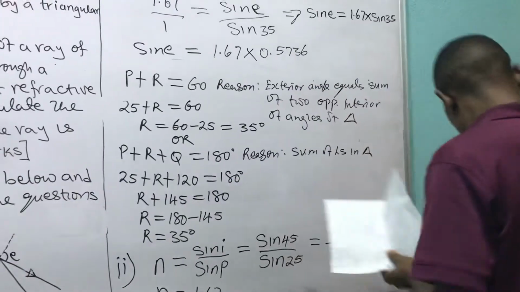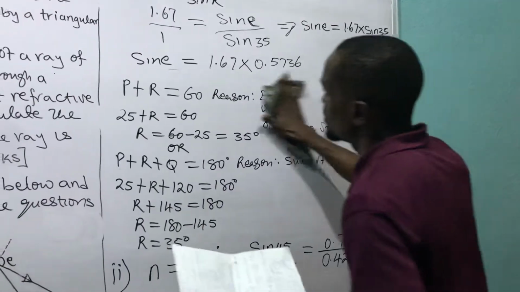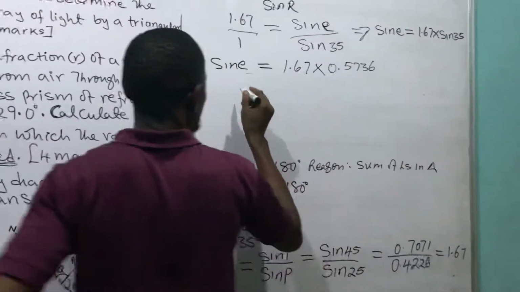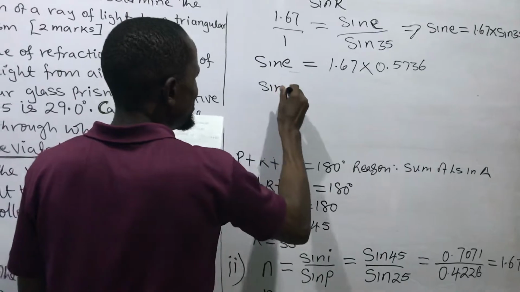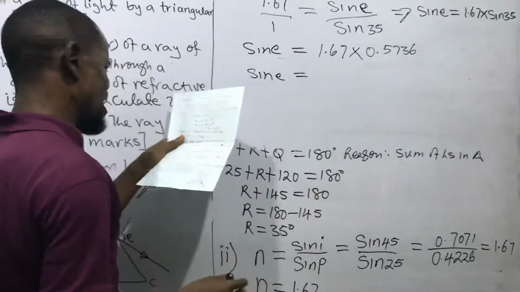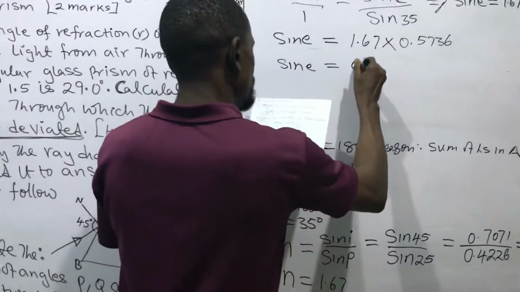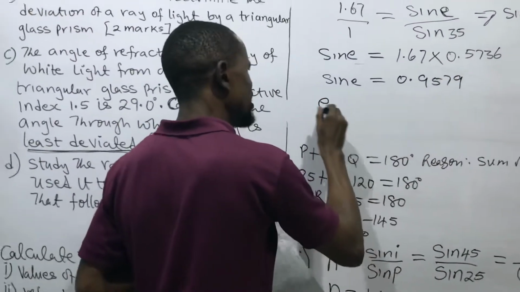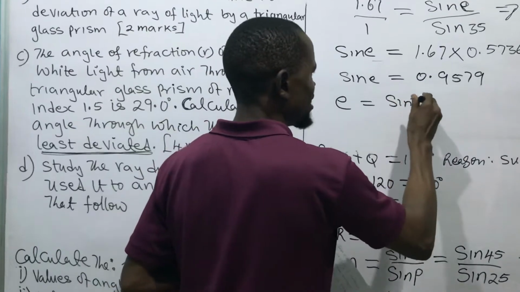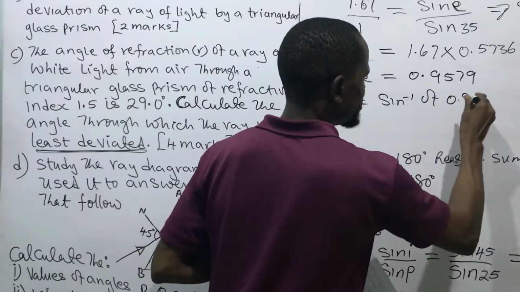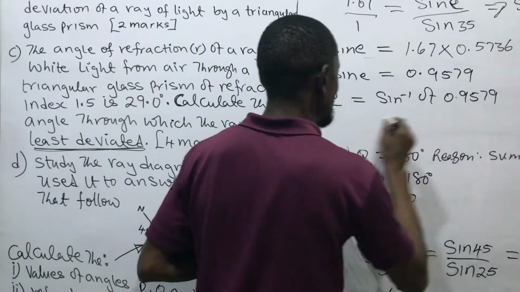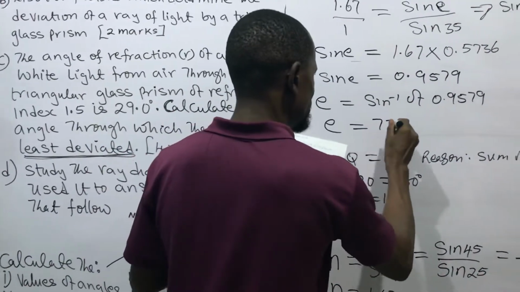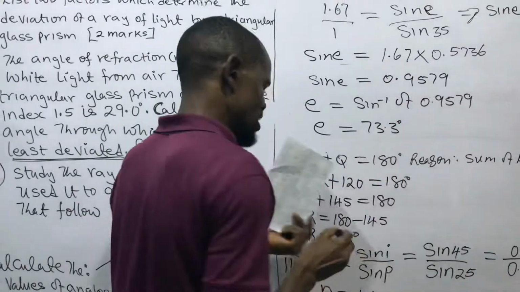0.5736. Then if I do that, I will have sine E equals, if you multiply that, it will give you 0.9579. Therefore, E is equal to sine inverse of 0.9579. Therefore, E is equal to 73.3 degrees. That's my E.